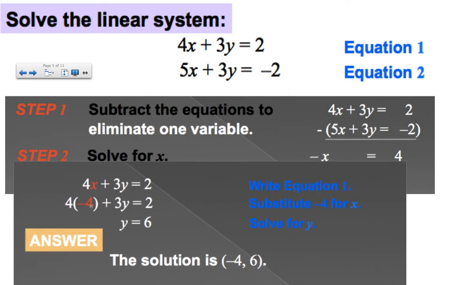We plug that in for x. 4 times negative 4 is a negative 16. We add negative 16 over here to give us 18, and then 18 divided by 3 is 6. So our solution is negative 4, 6.